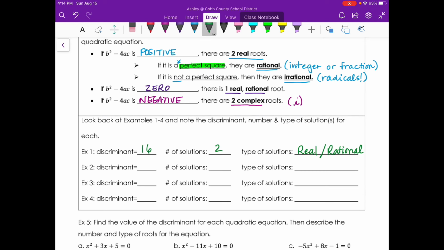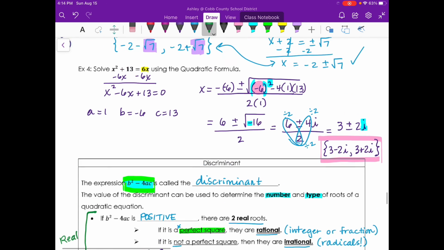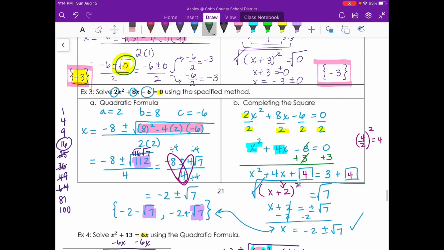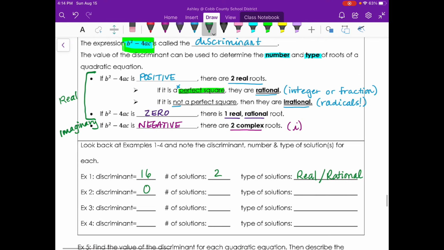Okay, real versus imaginary, which is complex. So those two options are going to give you real solutions, and these are going to give you imaginary or complex solutions. Okay, so in example 2, our discriminant was 0. So when we did that example, we saw that we only got one solution. And in that situation, they're going to be real solutions, and they're going to be rational.